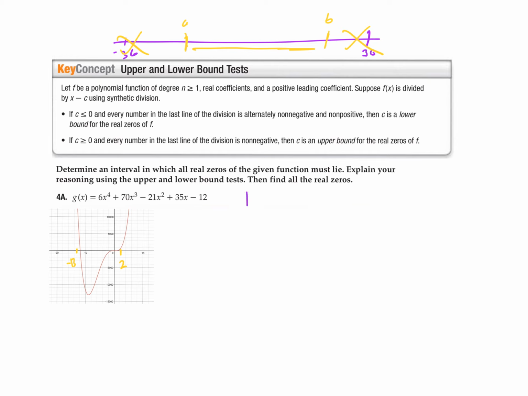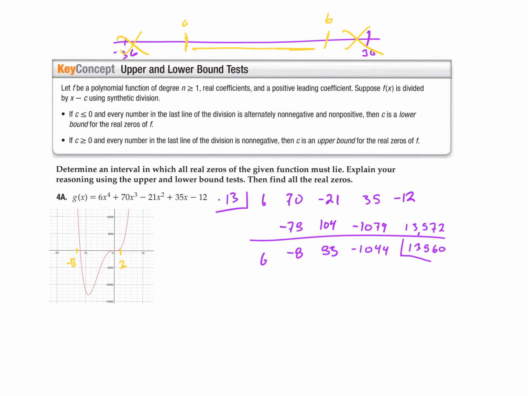So over here, I'm going to put that negative 13 to see if it's a lower bound. I'm going to have 6, 70, negative 21, 35, negative 12. Okay, so I finished this out for you.